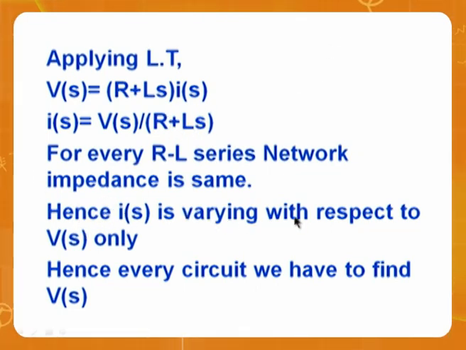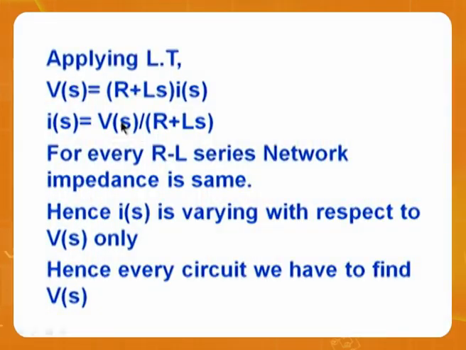Hence I of s is varying with respect to V of s only. So please look here, I of s is equal to V of s by R plus Ls. That's the meaning. Now as V of s changes, I of s will be achieved. So I am going to take around 10 problems to illustrate how to calculate this V of s. What's going to change from problem to problem? Only V of s is going to change, and then you have to calculate the respective I of s.